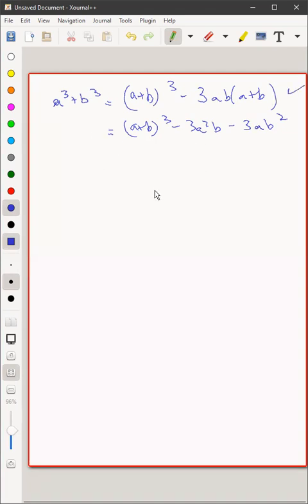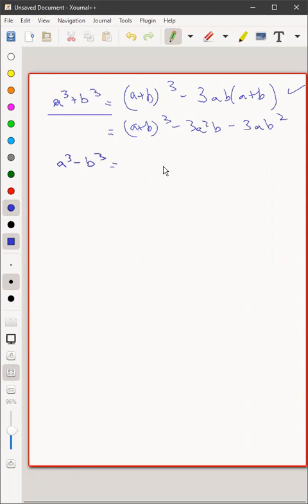Repeat the first one. A plus B whole cube minus 3. What about this one? Left hand side. It's an identity. Identity will have a left hand side and a right hand side. Oh yes, sorry. A cube plus B cube will be equal to A plus B whole cube minus 3A square minus 3AB square.